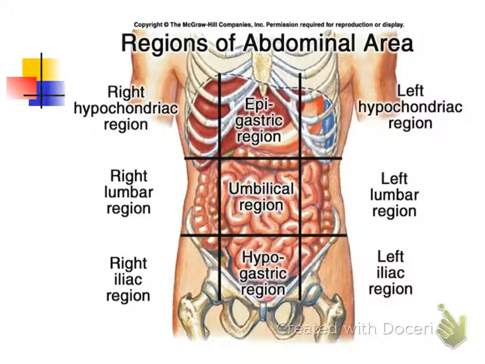Another major issue is distinguishing between right and left. Notice that the left lumbar is on the right of the umbilical, and then the right lumbar is left of the umbilical. When you are looking at a diagram of a person, it's always going to be their left and your right, which means it's going to be always opposite of you.